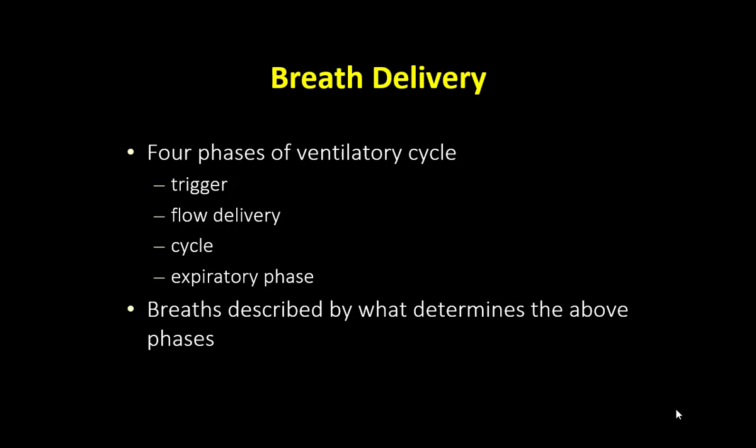Now, starting right from the basics, every breath has four phases. Something with regards to the ventilator, something which starts the breath, which we all know as trigger. Then, as soon as the breath is triggered, the inspiratory valve opens and a flow is delivered. Once the inspiratory time is over, the inspiratory valve closes and the expiratory valve opens. This process is called cycling, and finally the expiration goes on. A breath is determined by these four phases.